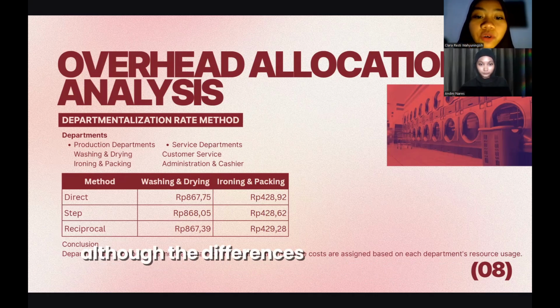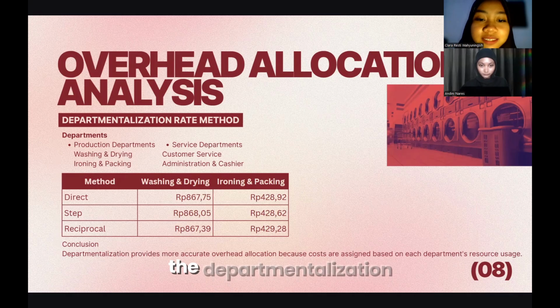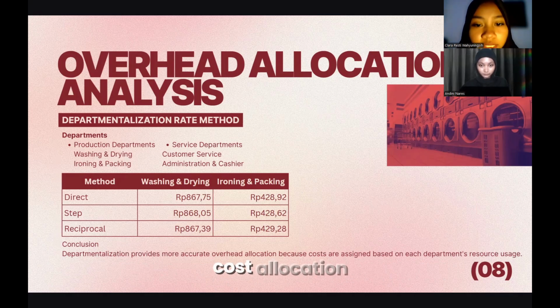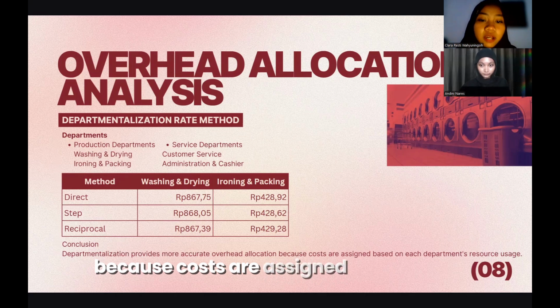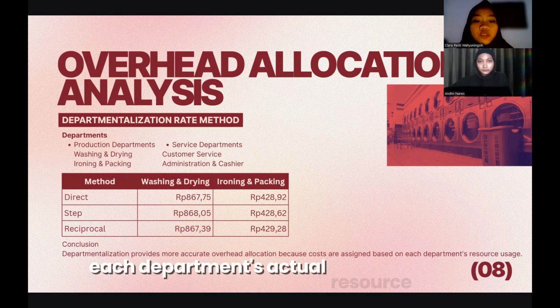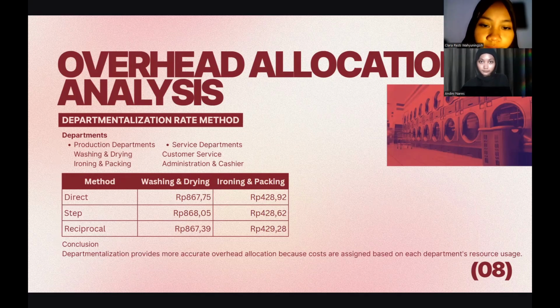Although the differences are relatively small, the departmentalization rate method provides more accurate cost allocation because costs are assigned according to each department's actual resource usage.